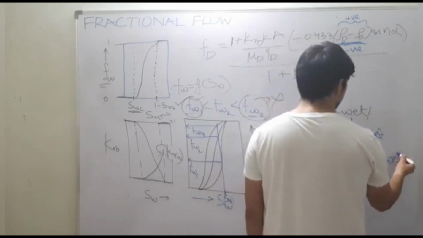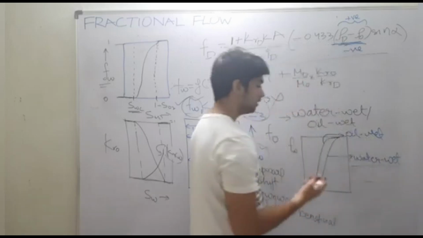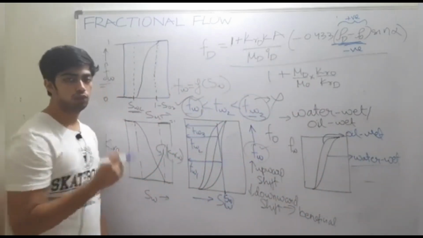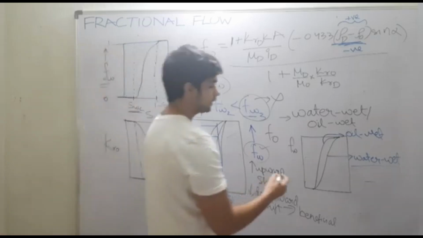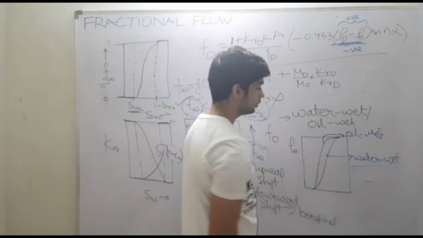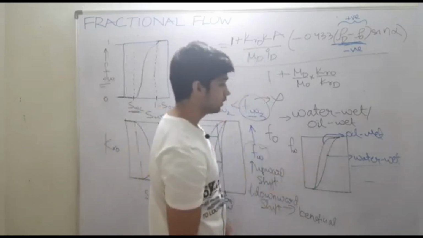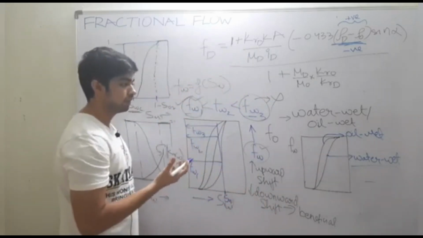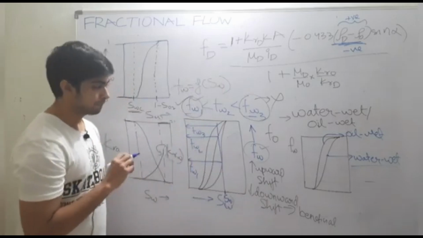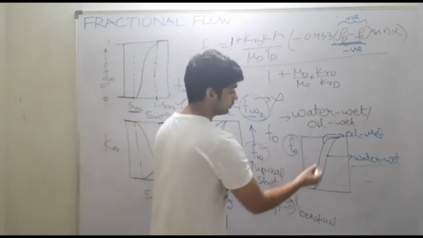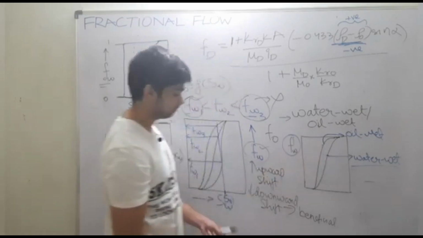In water wet reservoir, the rocks will have higher tendency to absorb the water, so they will not allow much of the water to flow through it. So in this case, in water wet reservoir, oil can flow easily, but in case of oil wet reservoir, the rock will hold the oil, it will have tendency to hold a large amount of oil, and therefore in that case fractional flow of water will be higher. So this is your oil wet and this is your water wet.